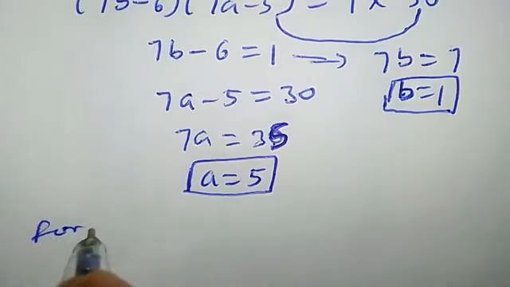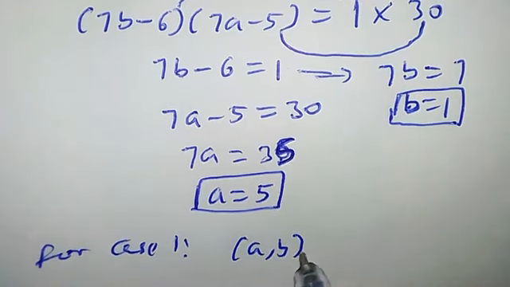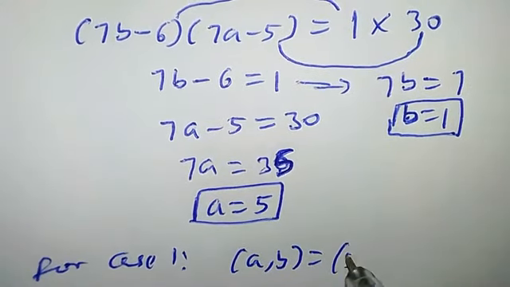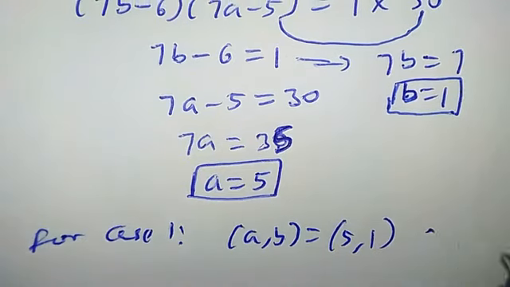For case 1, a, b is equal to what? a is 5 and b is 1. So we have 5, 1. This is one solution.